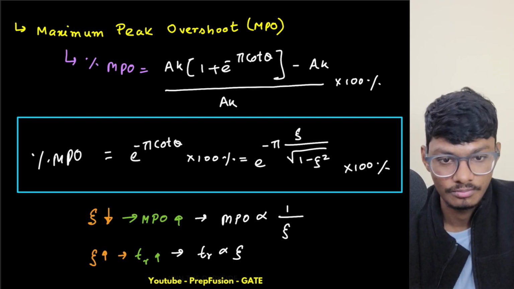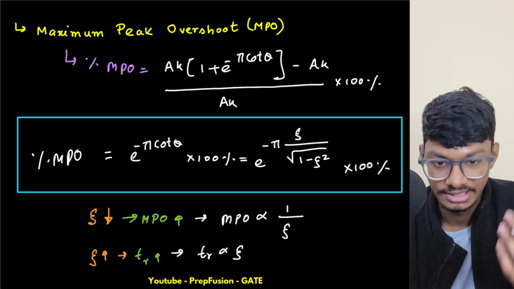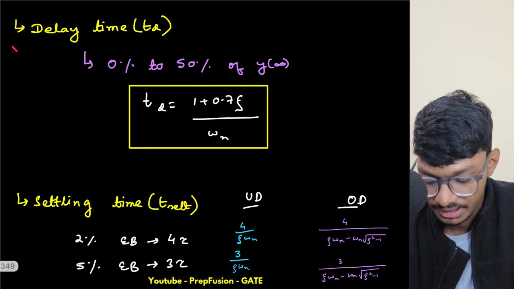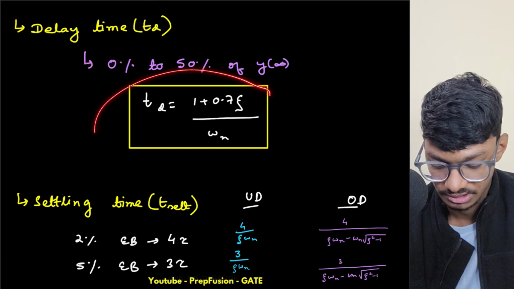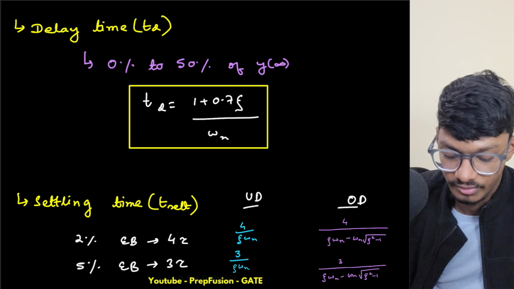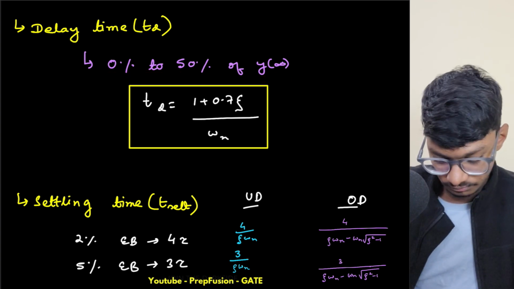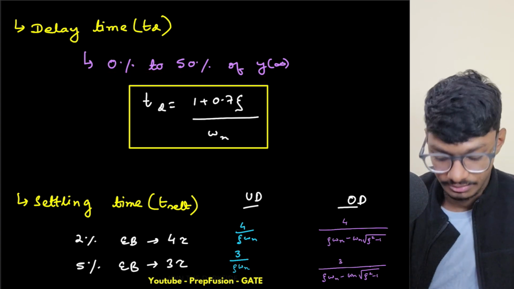So these are the few important relations that you need to keep in mind. Also the delay time. We don't care about delay time that much, but still, as I wanted to tell you, it was from 0 to 50% of y of infinity. We don't remember this in this chapter.